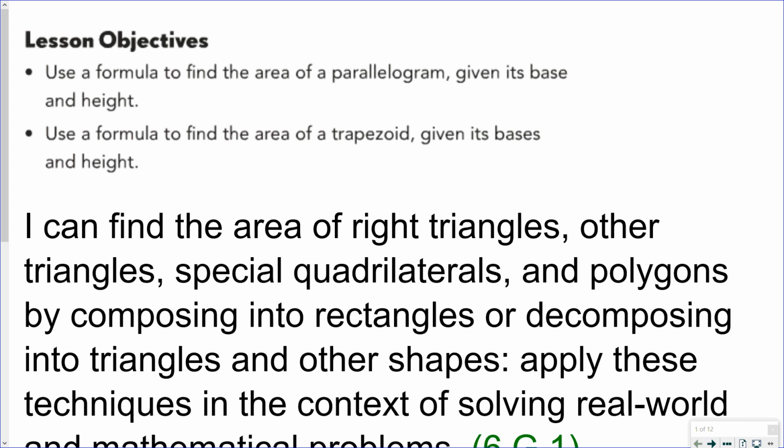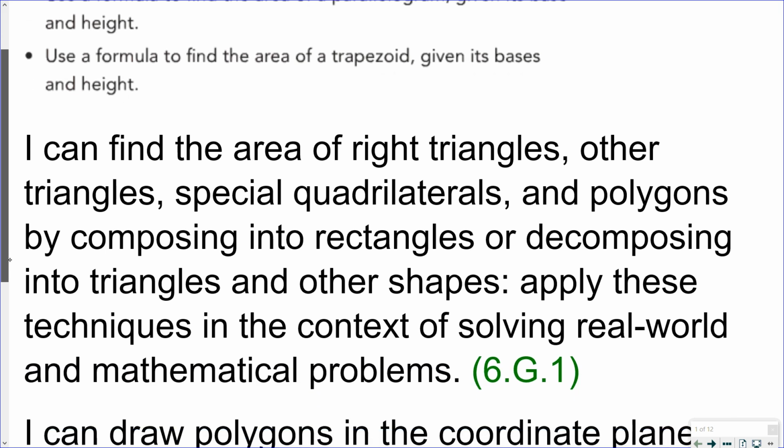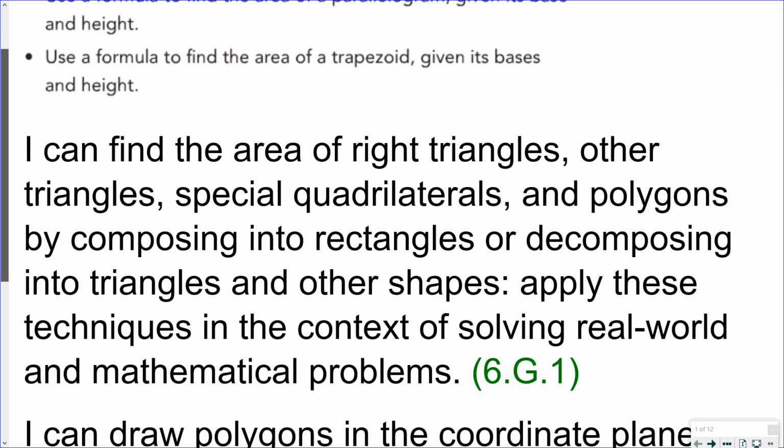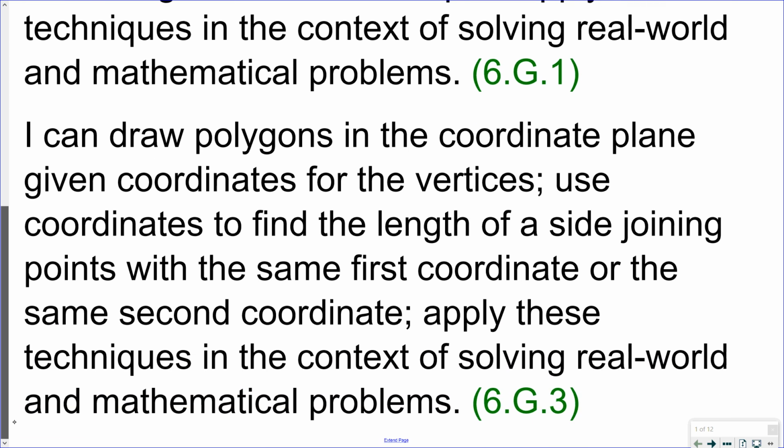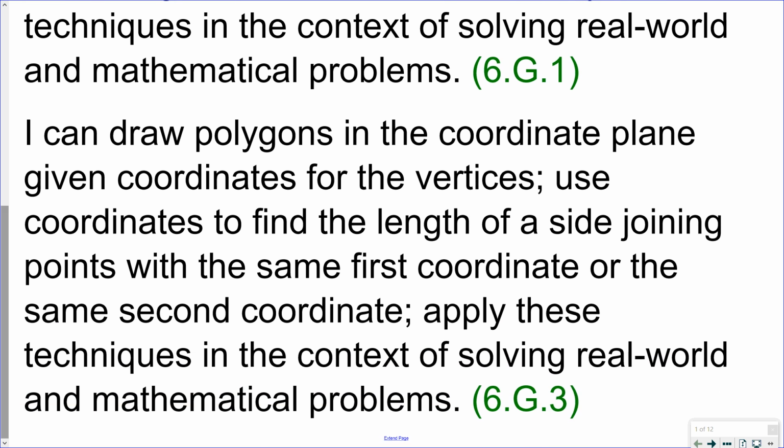In today's lesson, we will be finding the area of a parallelogram given its base and height, and we will also find the area of a trapezoid given its bases and height. And once again, we do have a couple of standards that we will be reviewing in this lesson. Our first one is 6G1, and then our second one is 6G3.